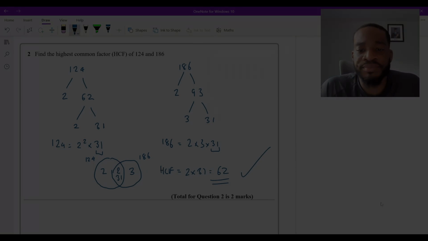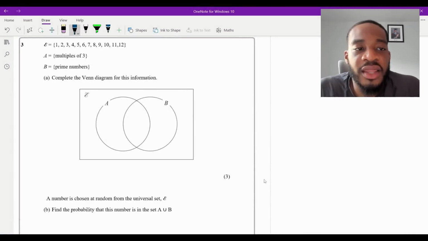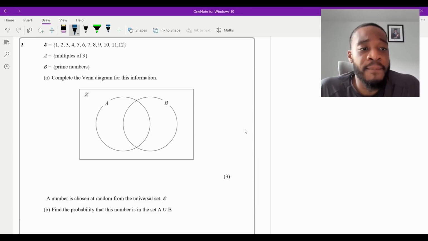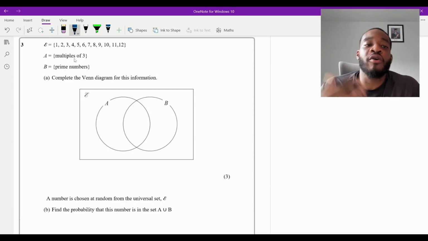And that's it. Okay, so we've got the universal set, and these are numbers from 1 to 12, integers from 1 to 12. Set A are multiples of 3, and set B are prime numbers. Part A says to complete the Venn diagram for this information. Now, when you're dealing with these types of questions, as we can see, sets A and B are descriptive. They haven't actually given us the numerical values.